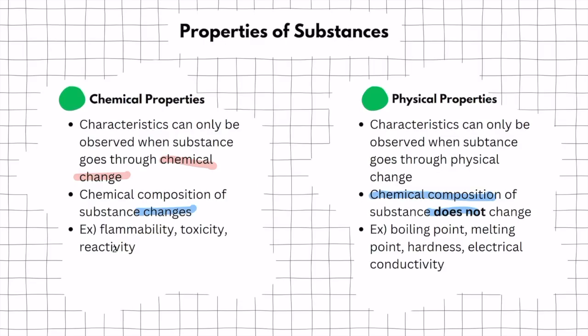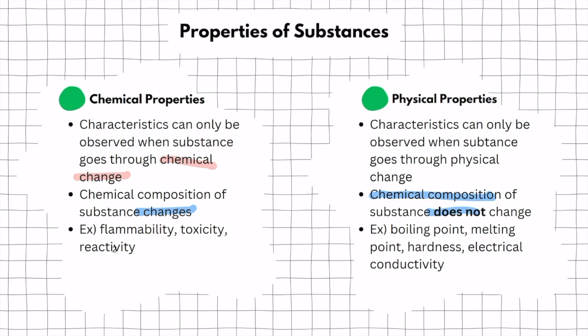Now we're going to talk about properties of substances. They're mainly divided into two. First are chemical properties, and the second are physical properties. Chemical properties can only be observed when a substance goes through a chemical change. So chemical properties are really about how the chemical composition of a substance changes. For example, its flammability, its toxicity, and its reactivity.